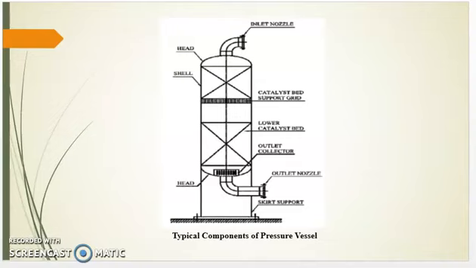Now we will see different components of a pressure vessel. First is the inlet nozzle, head, this is known as the shell, catalyst bed, support grid, lower catalyst bed, outlet collector, outlet nozzle, this is the skirt support and this is the base.